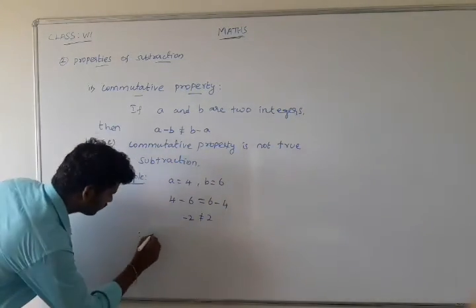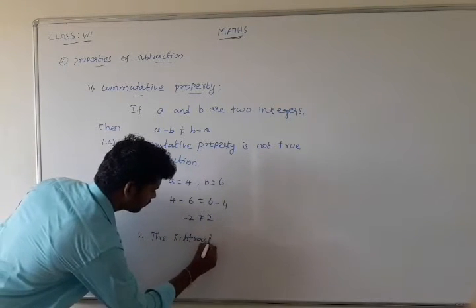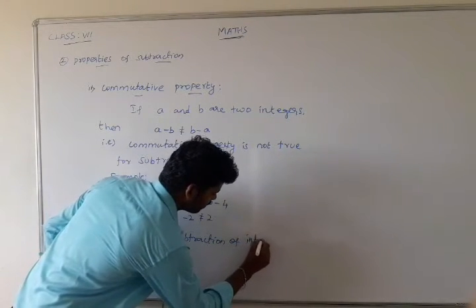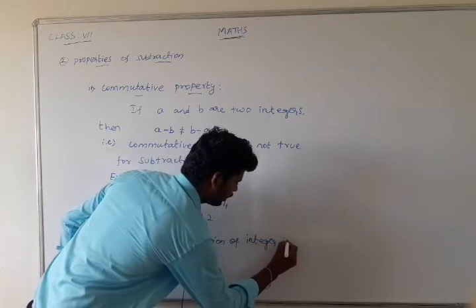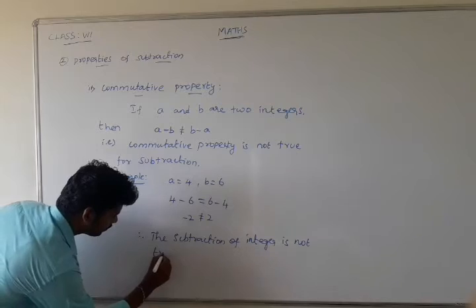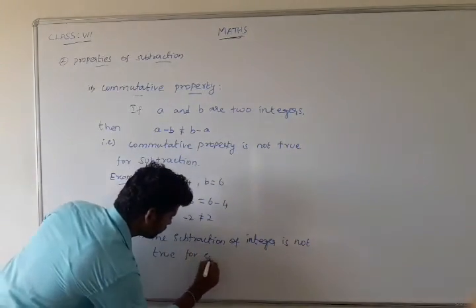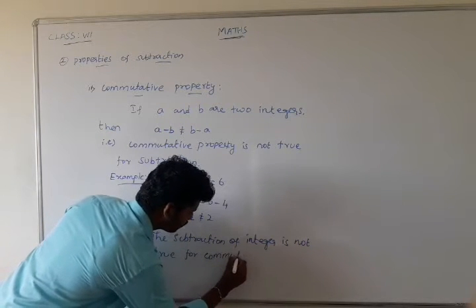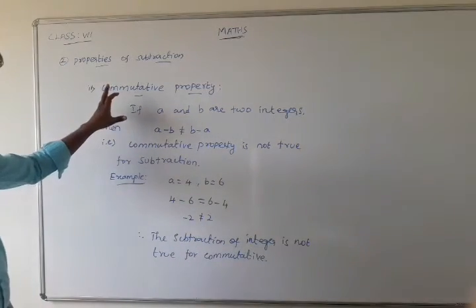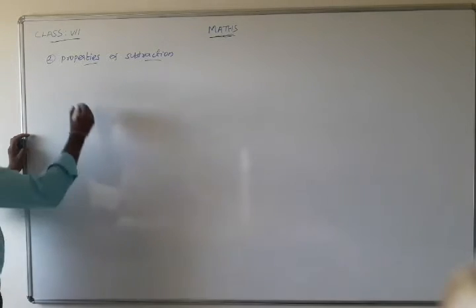Therefore, the subtraction of integers is not true for commutative. This is the commutative property. Third one, associative property.